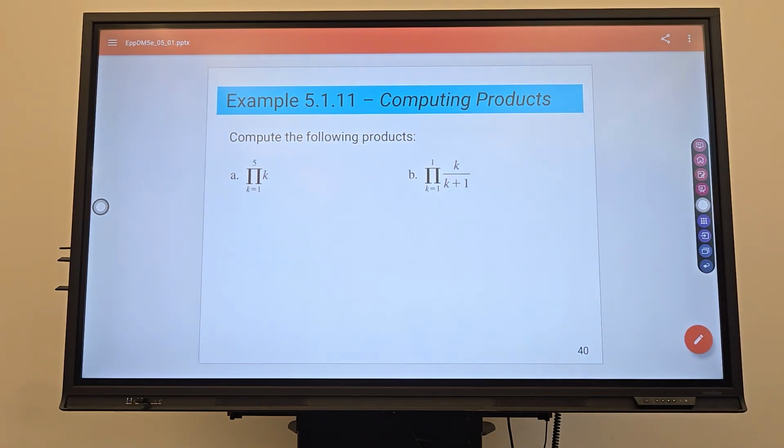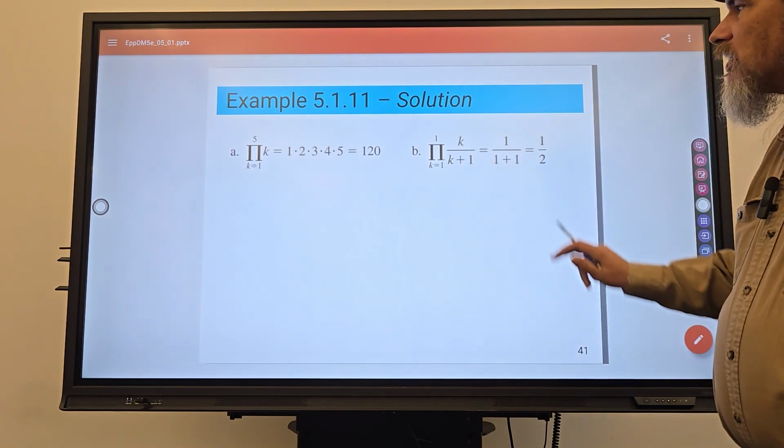So the product of, let's say, k from k equals 1 to 5 would be 2 times 3, 6 times 4 is 24 times 5 is 120, right? Sound about right? 120? I'm doing my math right? Yeah, 120.